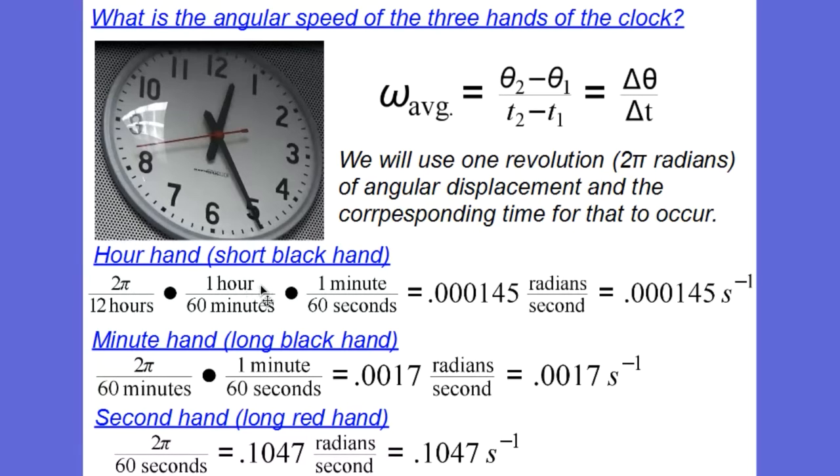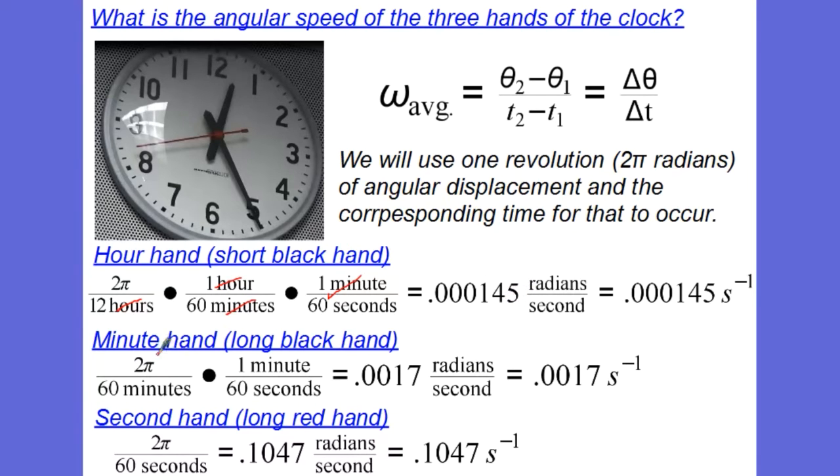Just like we learned with unit conversion in chemistry class, 12 hours multiplied by 1 hour over 60 minutes, and multiplied again by 1 minute over 60 seconds. And we see our units of hours cross off, our units of minutes cross off, and we're left with radians per second. Here's our answer for the hour hand.